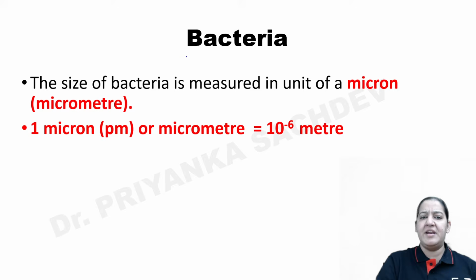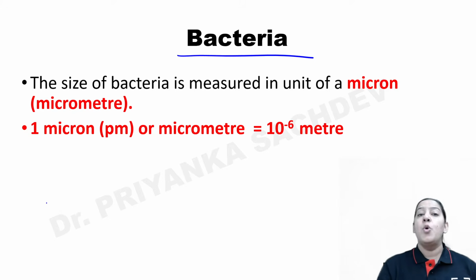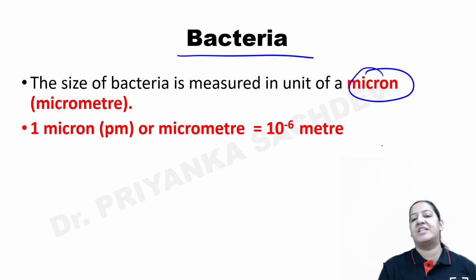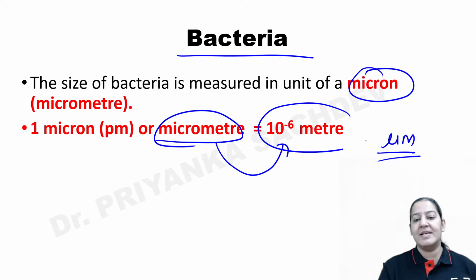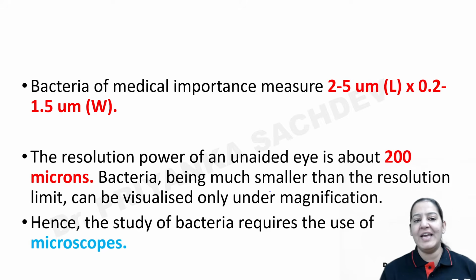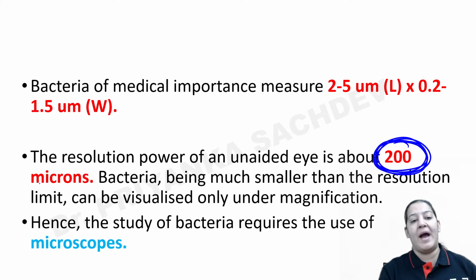Before starting the session, let me tell you something about bacteria. What is the size of a bacteria? The size of bacteria is measured in micrometer, and 1 micrometer is equal to 10 to the power minus 6 meter. So we cannot see it with naked eyes, because with the naked eye we can see the smallest object of 200 micrometer, which is the resolution power of the unaided eye.